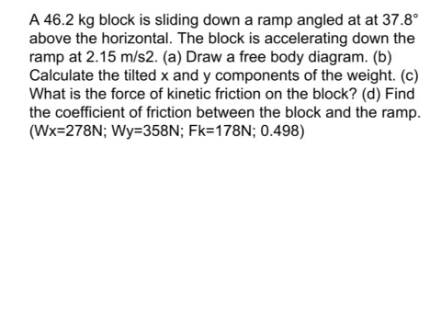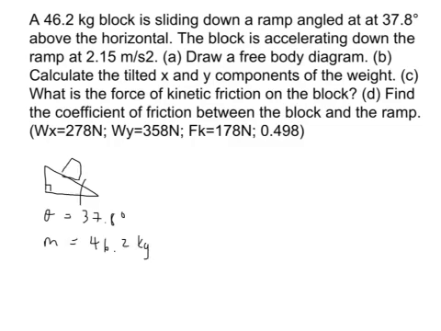So here's another ramp problem with a block sliding down a ramp. And in this one, we are given the angle, theta, is 37.8 degrees. The mass of our block is 46.2 kilograms. Let me draw the block in. And what else do we know? The acceleration is 2.15 meters per second squared. Whoops, that should be a squared.